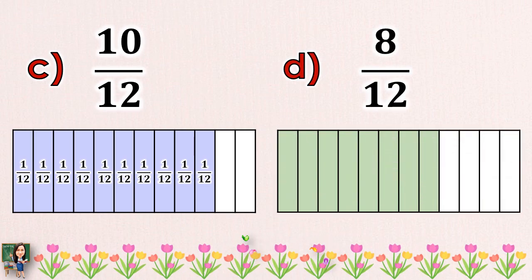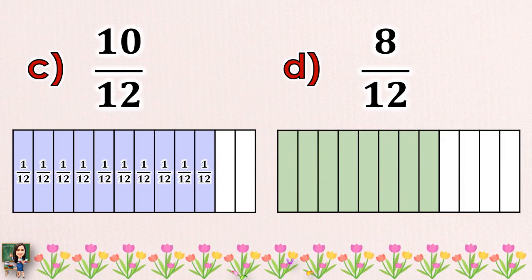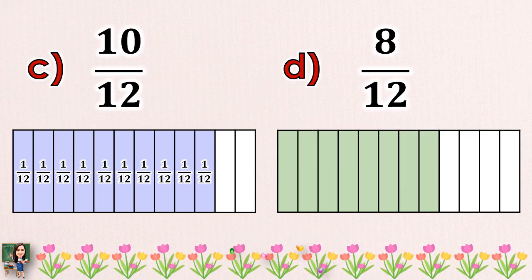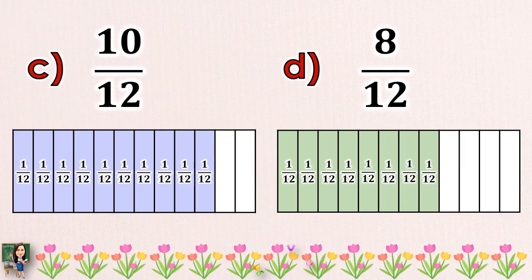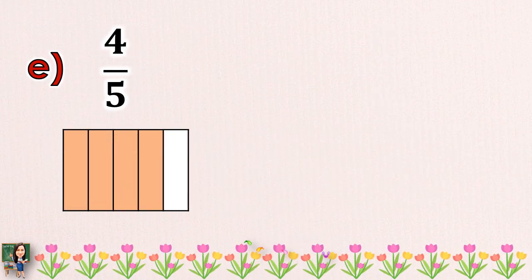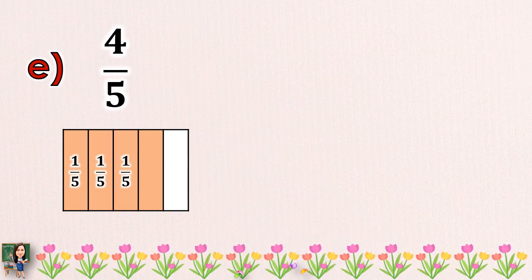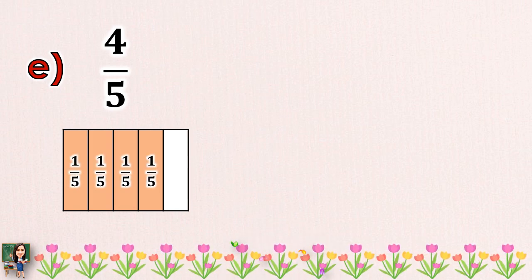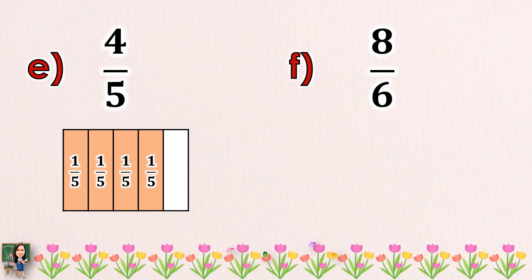Letter D. 8/12. This rectangle is divided into 12 equal parts and the shaded part is 1, 2, 3, 4, 5, 6, 7, 8. 8/12. Letter E. 4/5. This model shows 4/5. 5 equal parts and the shaded part is 1, 2, 3, 4. 4/5. Letter F. 8/6. This fraction is an improper fraction.